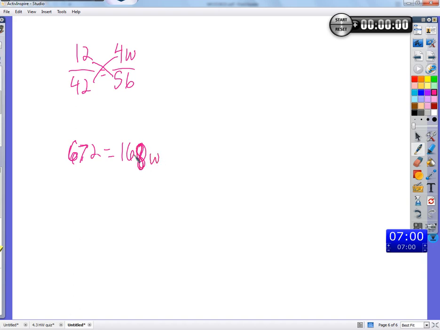168 W. Okay. Now, why can you do that? If you can tell me why, then go for it. But if you don't know why, if you don't know what's really going on, then it's just a magic trick.